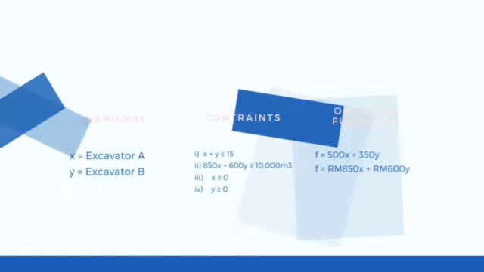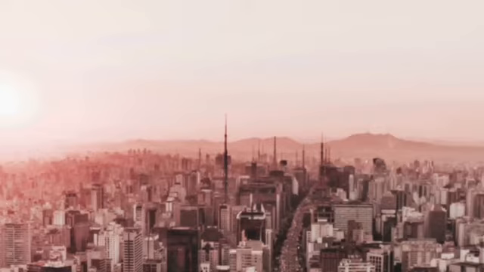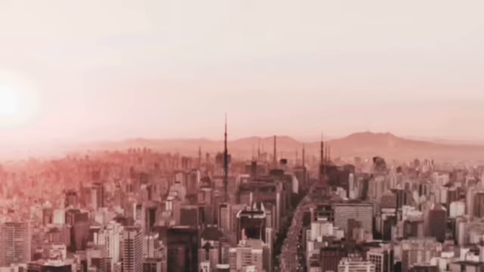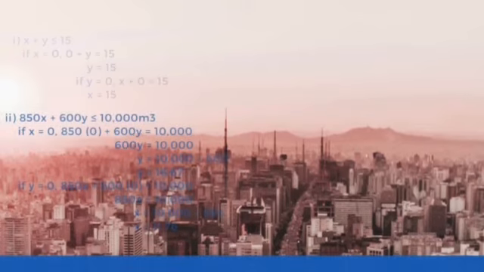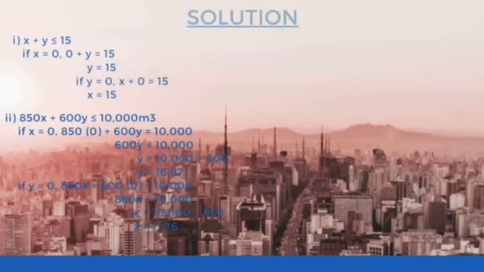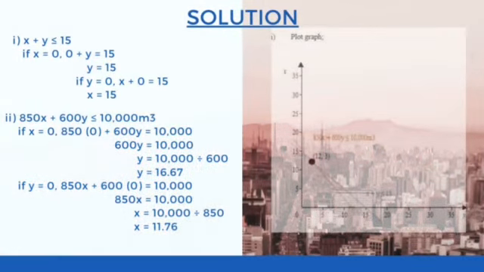Number 1 is X plus Y smaller or equal to 15. Number 2, 850X plus 600Y smaller or equivalent to 10,000 meter cube. Number 3, X larger or equal to 0. Number 4, Y larger or equal to 0.